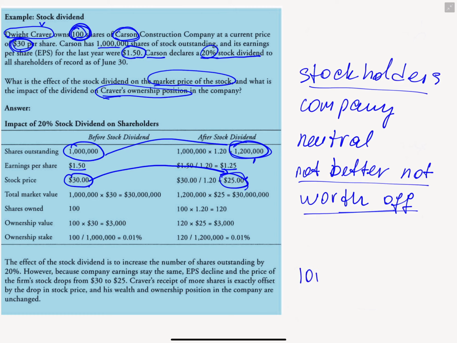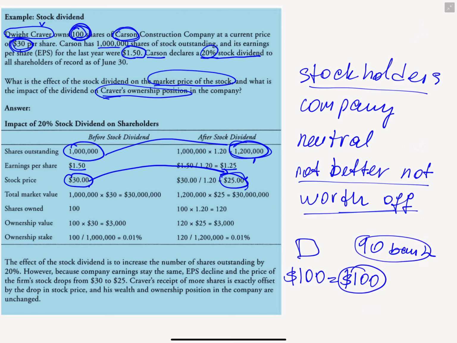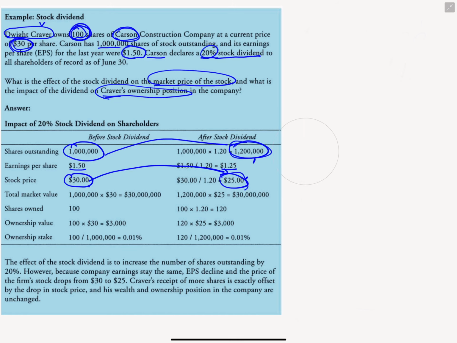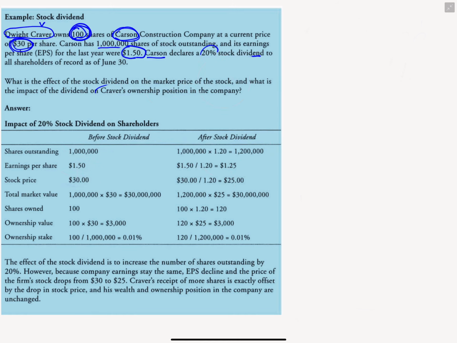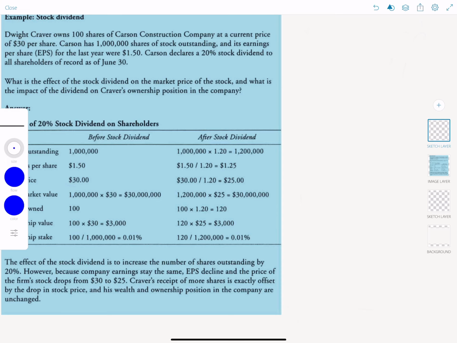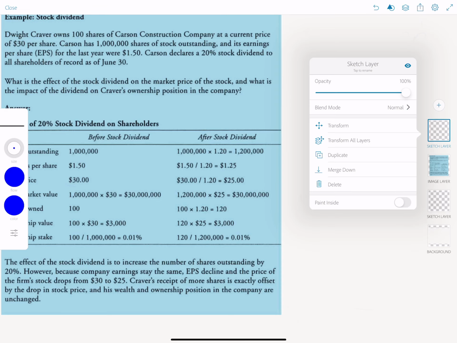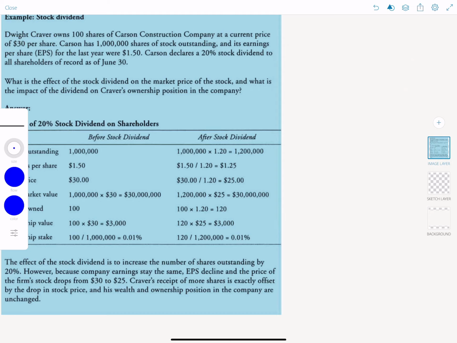It's like distributing $100 as one banknote or 10 banknotes. The value stays the same, but the number of banknotes and their denomination just change. That's the main idea of a stock dividend. If you have any questions, write them down and you will be able to ask them on Thursday. Let's continue with other issues in this chapter.